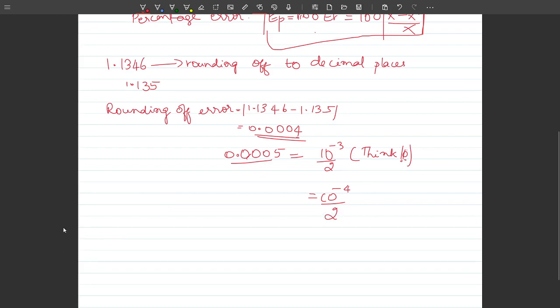Similarly, for the nth value, whenever a number is rounded to n decimal places, the maximum rounding off error is always less than or equal to 10 to the power minus n divided by 2. Please make a note of this. So for 3 decimal places, it's 10 to the power minus 3 by 2. For 4 decimal places, it is 10 to the power minus 4 divided by 2. And for n decimal places, the maximum difference is 10 to the power minus n by 2.